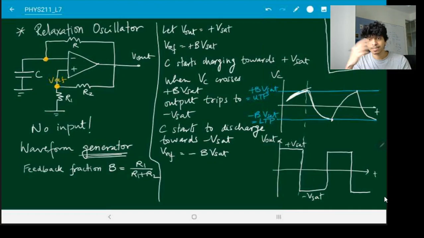So you have these cycles of charging and discharging of the capacitor, and that drives your output into plus VSAT, minus VSAT, plus VSAT, minus VSAT. So it keeps oscillating like that, and that gives you a square wave output. Without requiring any input, you are just on your own producing this kind of oscillating output voltage. Let's try and analyze this mathematically.